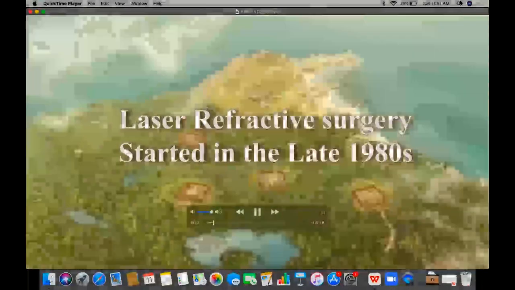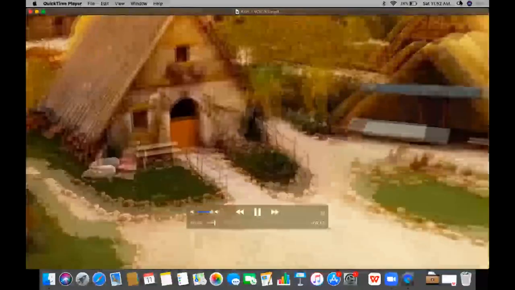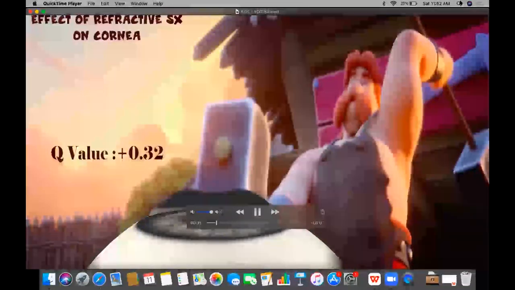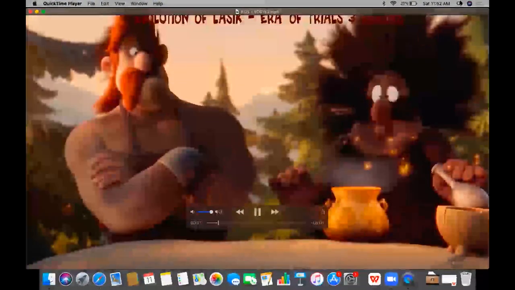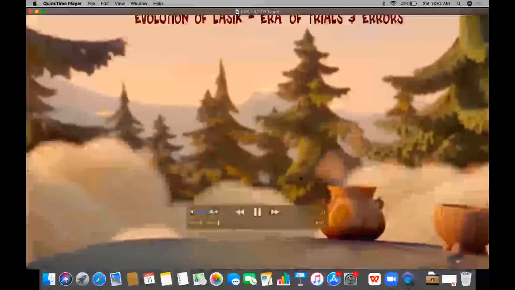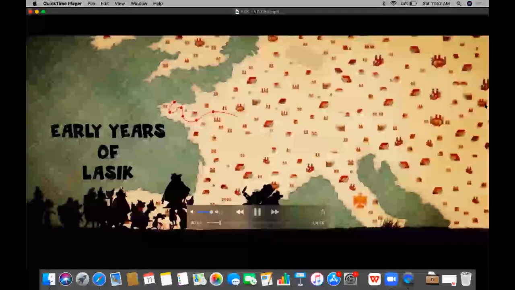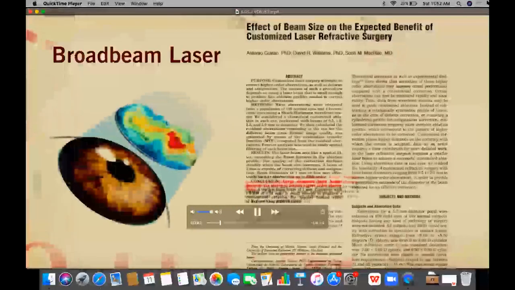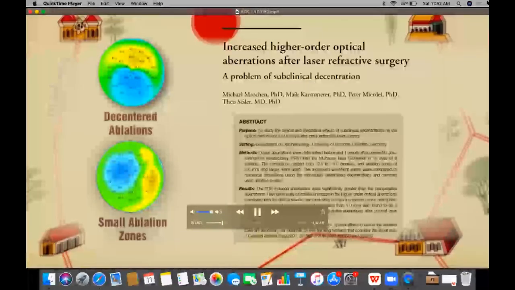Laser refractive surgery began in the late 1980s. Excimer laser ablation changes corneal asphericity index along with an increase in spherical aberrations. Back then, refractive surgery was still evolving. Surgeries done in early years, when the nomogram was still being revised and broad-beam lasers were being used, resulted in irregular corneas due to decentered ablation, small ablation zones, and central islands.